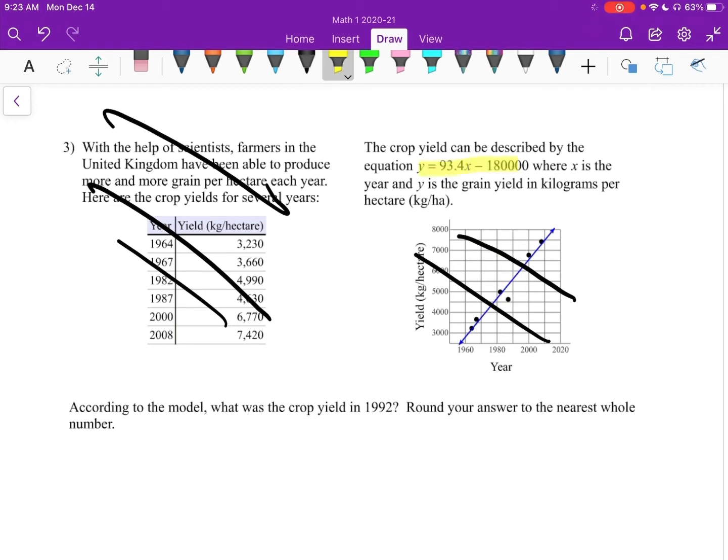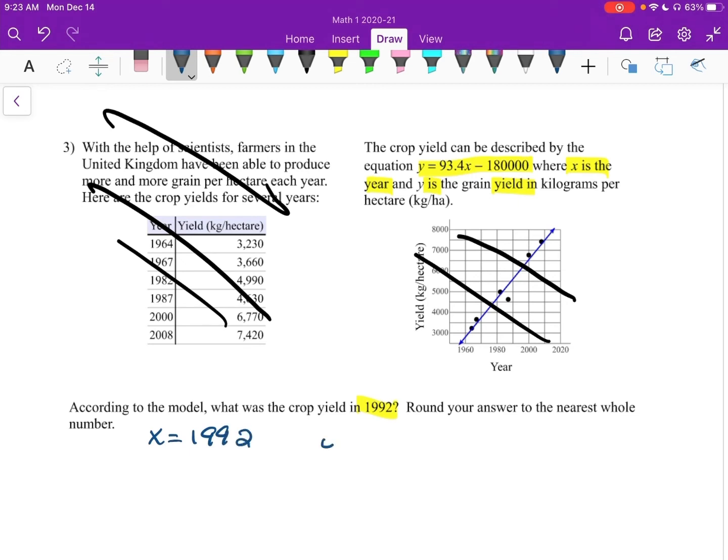I'm going to say, well, y equals this, where x is the year and y is the yield. I don't even know what they're talking about. It looks like they're talking about plants. I don't really care what they're talking about. I'm just trying to figure out the answer. According to the model, what was the crop yield in 1992? Well, x is going to be 1992. And then we're supposed to round to the nearest whole.